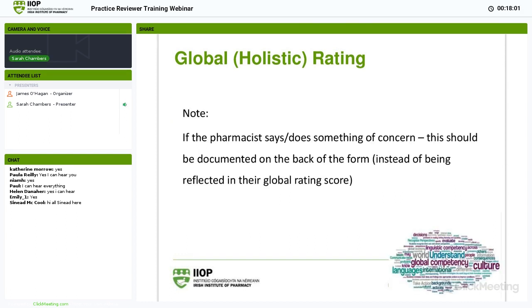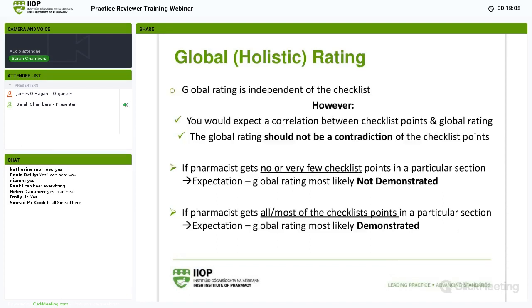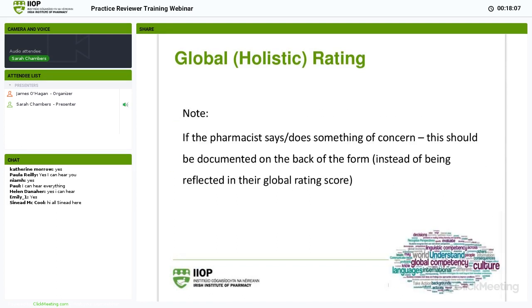A helpful thing to think of is, oh, sorry, I skipped a slide. Bear with me. Just of note here, let's say the pharmacist says or does something of concern, something that worries you, something that maybe isn't right. This should be documented on the back of the form, on the incident form on the back of the checklist, instead of being reflected in their global rating score.